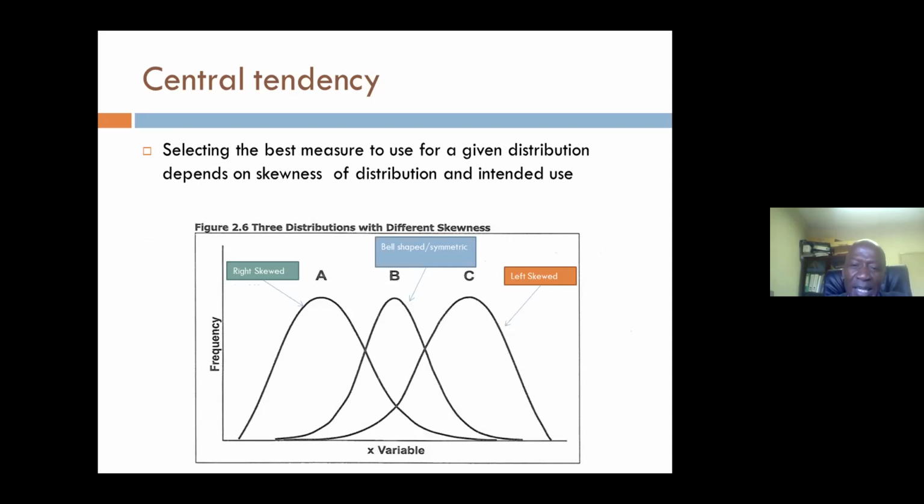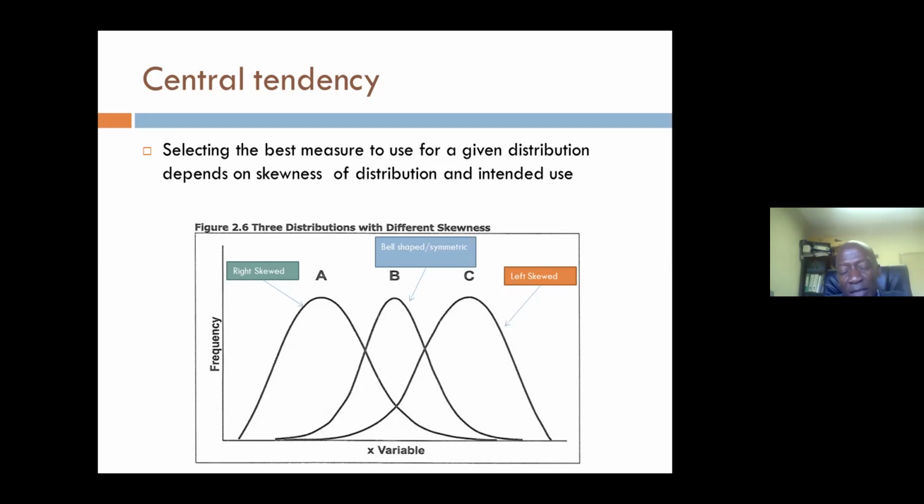So selecting the best measure to use for a given distribution depends on the skewness of the distribution and the intended use. That diagram there is showing us three different types of distribution. In the center there, B, we have a symmetrically distributed graph which is bell-shaped and symmetric. On the left there, graph A is right skewed because we have a long tail on the right-hand side, and graph C is left skewed because we have a long tail on the left-hand side, meaning that we have extreme values on the left-hand side. So the graph helps us to really see how our data is distributed.